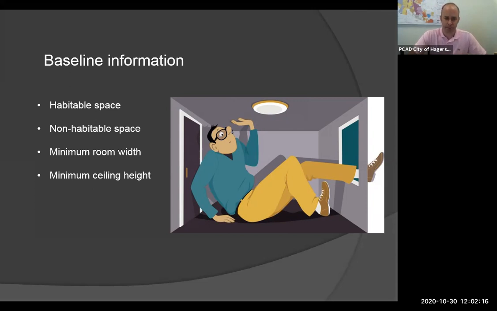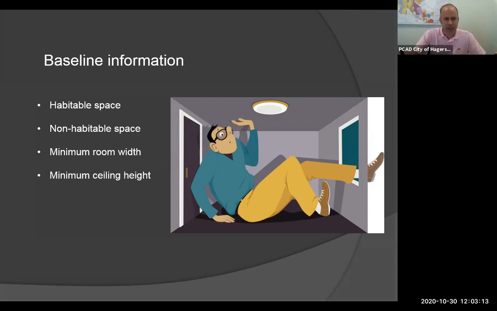What is habitable space? I'm going to read the definition so we get it correctly. Habitable space in a structure is space for living, dining, eating, and cooking. Those are what habitable space is. The definition goes on to say that bathrooms, toilet rooms, closets, halls, storage or utility spaces, and similar areas are not considered habitable spaces. For non-habitable spaces, which is also defined, non-habitable spaces are bathrooms, toilet rooms, closets, halls, storage or utility spaces, or other similar areas. So the habitable space definition mentions what's not habitable, and the non-habitable definition clearly states it.